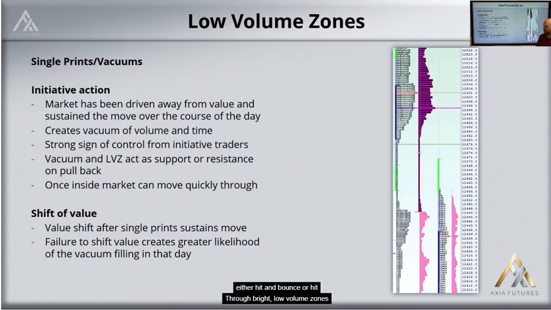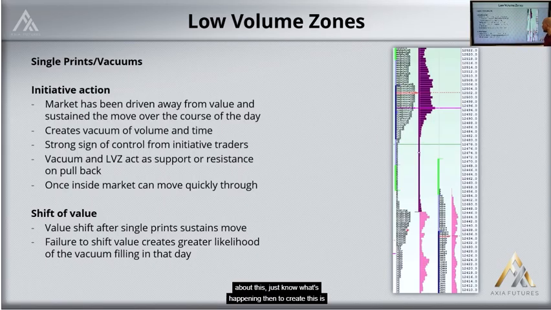Right, low volume zones then. These are areas where, quite simply, you see it in terms of time and volume. You're looking at a single print, or what we call a vacuum. And the reason it's called a vacuum is that if you get inside it, you can get sucked through. I'll talk about this in just a moment.